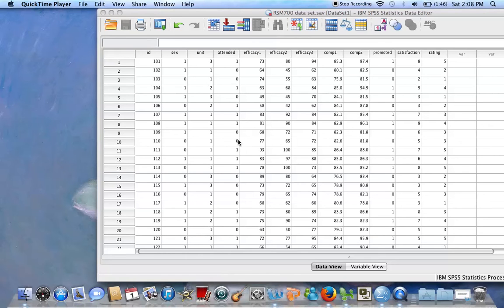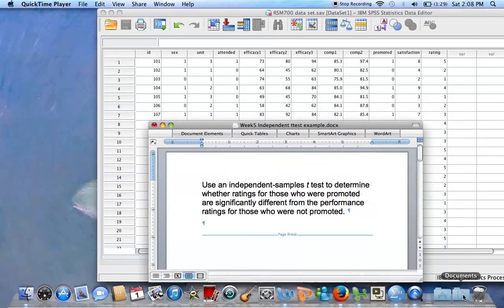This particular demo deals with independent sample t-tests or unpaired t-tests. So when we're talking about paired t-tests, we're talking about related variables, for example, before and after measures. With independent samples t-tests, we're dealing with unrelated measures. So for example, people from two different schools, or in the example we're going to talk about, performance ratings for people who were promoted versus those who were not promoted. So they're different people, so they're unrelated measures.